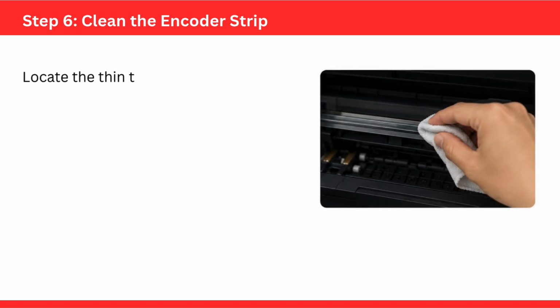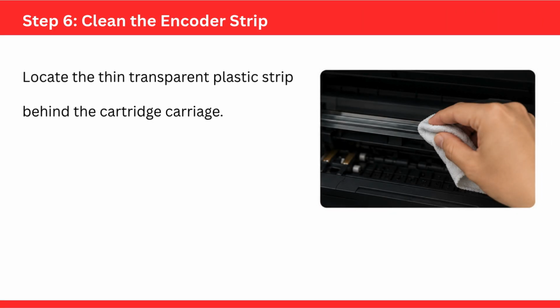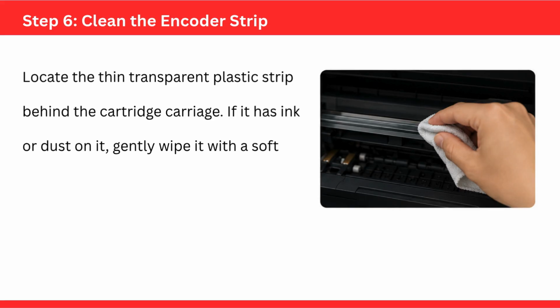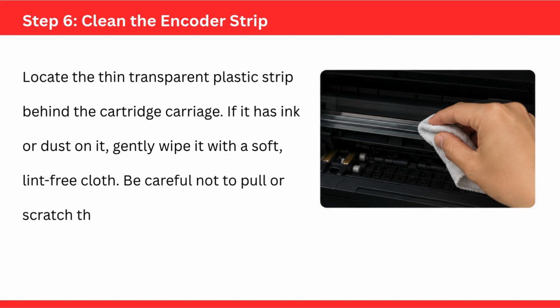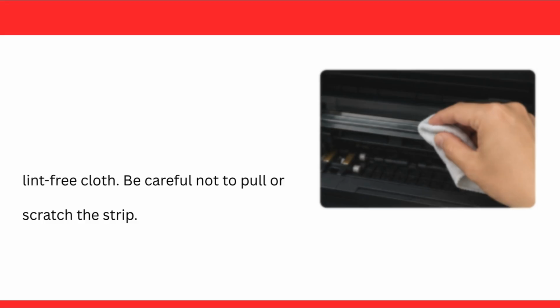Step 6. Clean the encoder strip. Locate the thin transparent plastic strip behind the cartridge carriage. If it has ink or dust on it, gently wipe it with a soft, lint-free cloth. Be careful not to pull or scratch the strip.